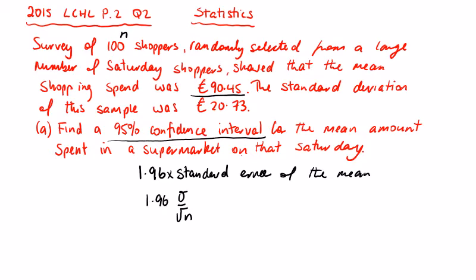So 1.96 by this is going to give me 1.96 by standard deviation 20.73 divided by the square root of 100, which is 10. So we're going to end up with 1.96 by 2.073, which will give me 4.063. So just 4.06, we're dealing with money, not 0.06.